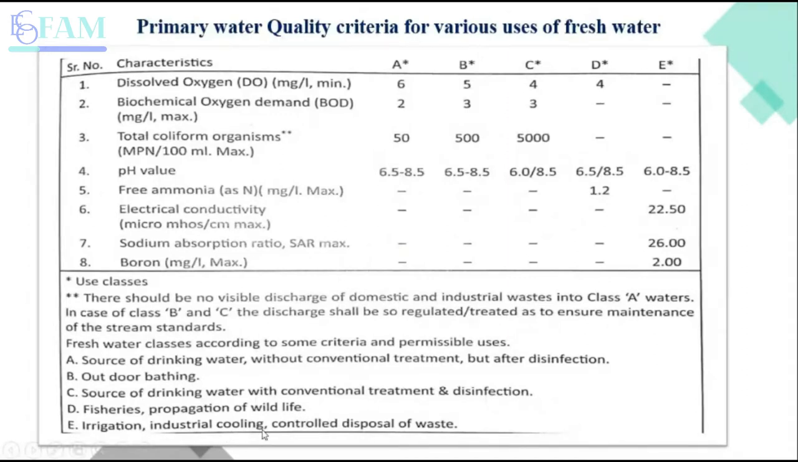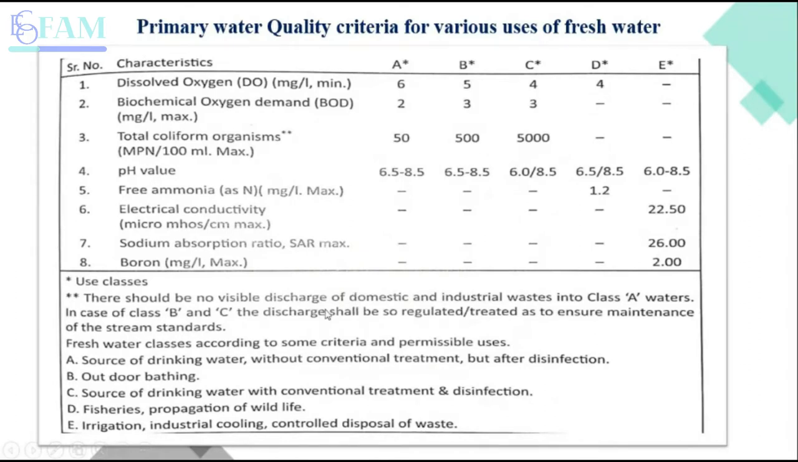Industrial cooling, particularly in energy generation, thermal power plants, needs water for cooling purposes, so this category of water can be used there. And for controlled disposal of waste, we can discharge treated waste having some permissible limits in this category. We will also discuss the permissible limits of various discharges from industries for various categories. So this is the criteria for the quality of various freshwater categories, and it is a very important table.